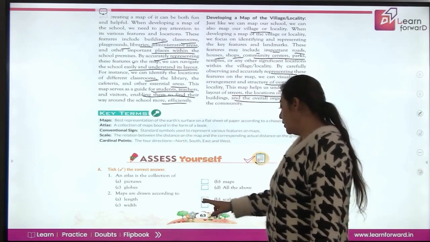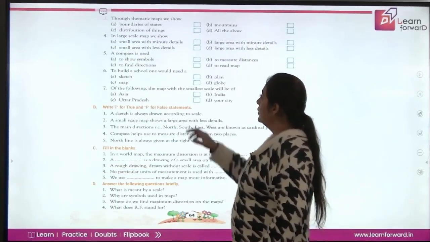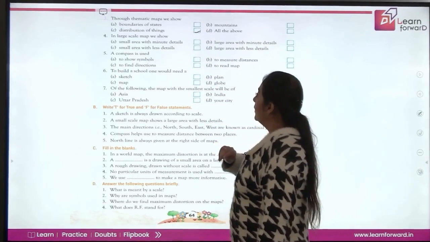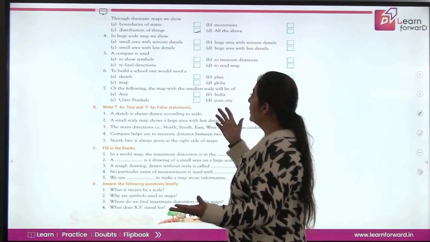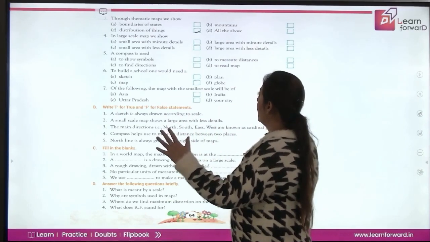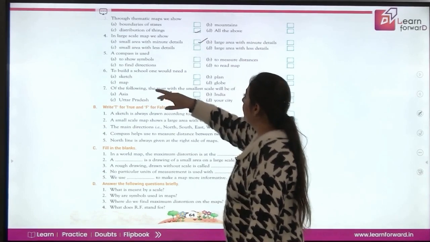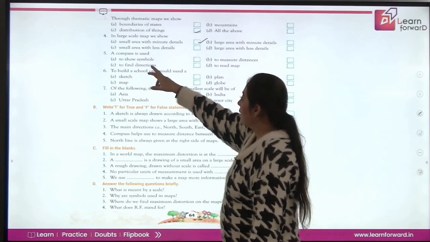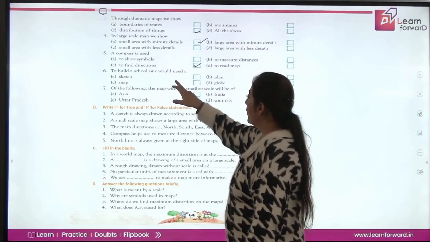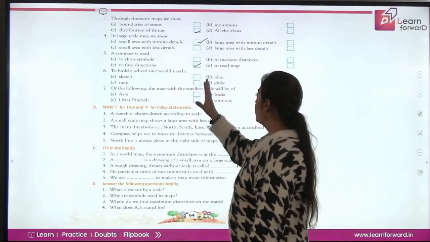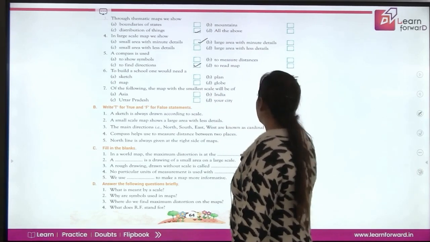Maps are drawn according to scale. Then the thematic map shows the distribution of things. Then if we talk of the large scale map, हम क्या दिखाते हैं? large scale map में हम दिखाते हैं small area with minute detail. Then if we have to show compass, it is used to find the direction. Then to build a school, one would need, अभी मेरे को school बनाना है तो मेरे को क्या बनाना पड़ेगा? मेरे को sketch नहीं चलेगा, map नहीं चलेगा, मेरे को plan चलेगा, right?